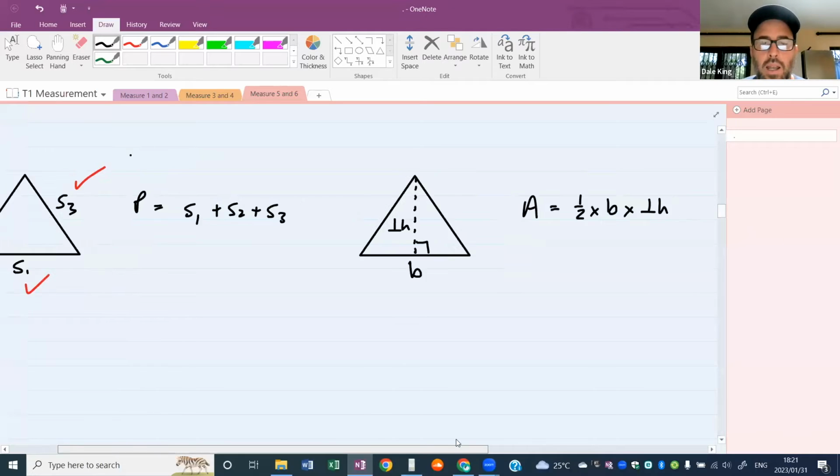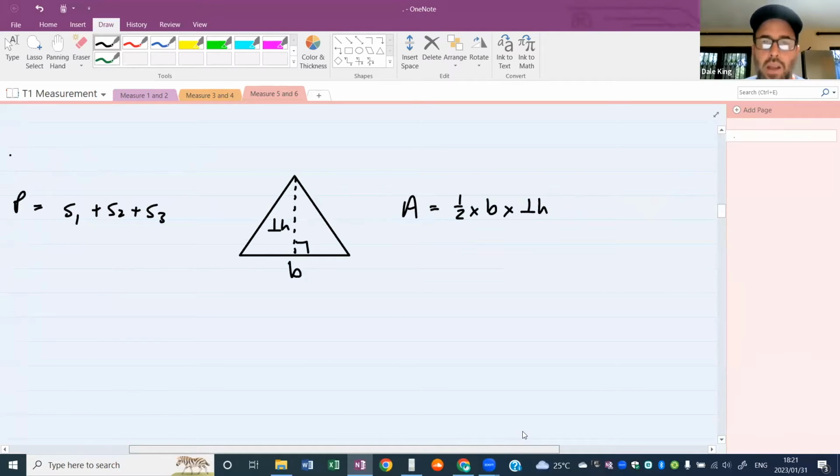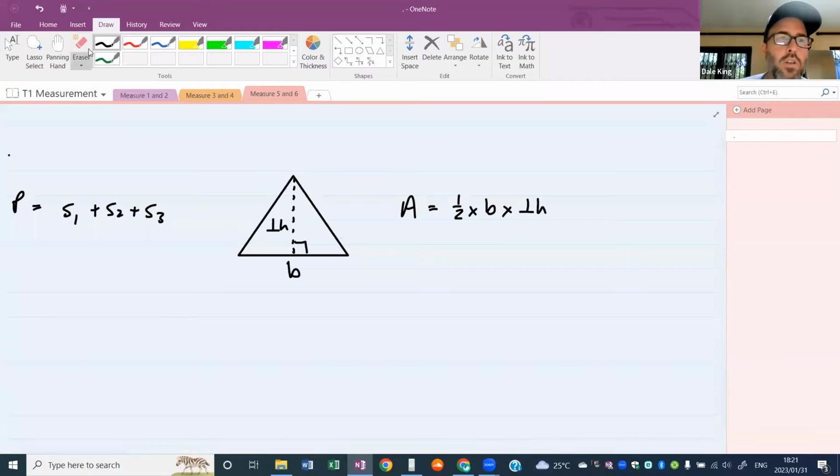Now, the area of a triangle. For those of you that have seen the area formula, you might be looking at this and thinking, what on earth is that and that? What are these funny things? Let me explain to you. The formula for the area of a triangle is you take half of the base of the triangle. So we need to find a base for the triangle and multiply that by the perpendicular height.